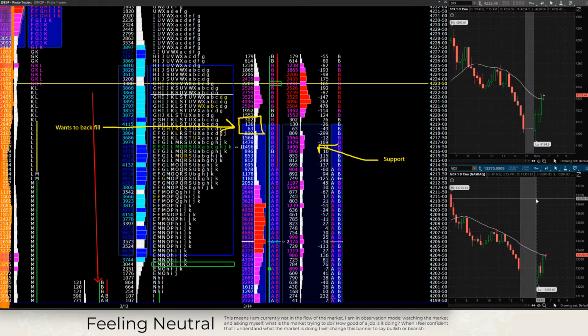Oh, he's asking if I have an NQ group. Yeah, there's a group in the Discord, on the Pirate Trader Discord, for NQ.